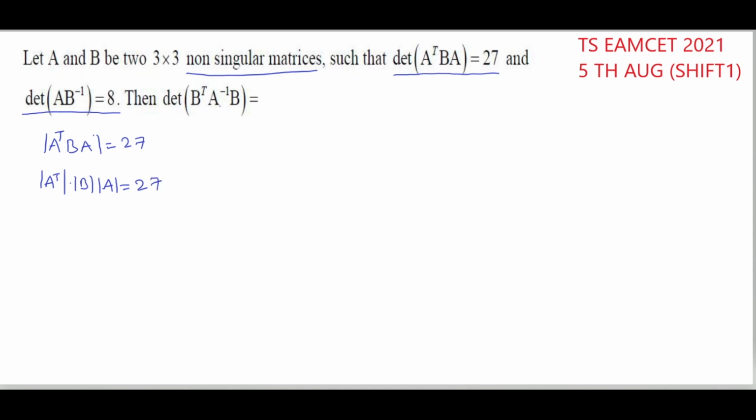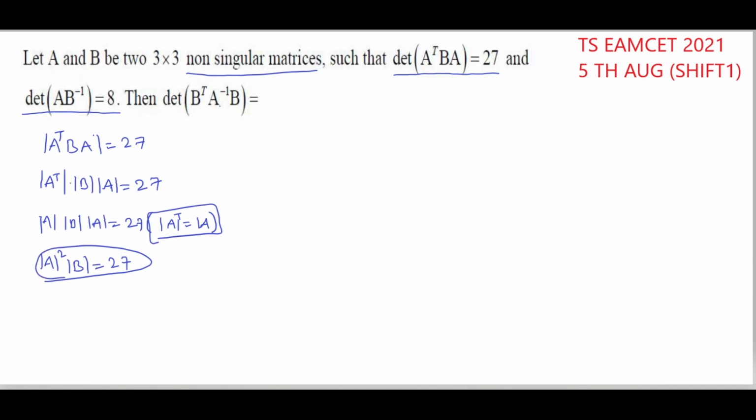We know that det Aᵀ is det A. That means det A × det B × det A = 27. This is the formula: det Aᵀ = det A. Here (det A)² × det B = 27. This is the first equation. And the second is given: det(AB⁻¹) = 8, that is det A / det B = 8. This is the second relation.